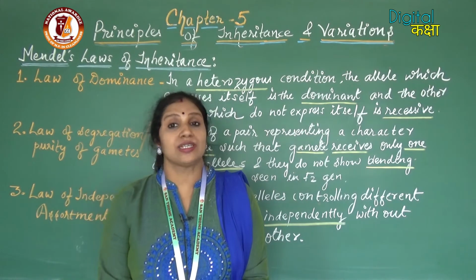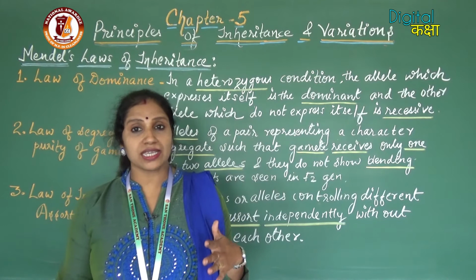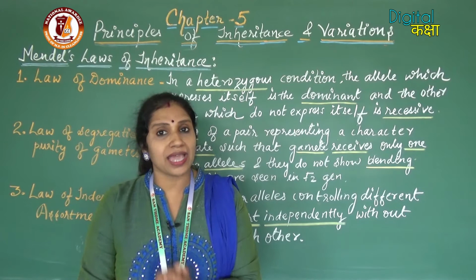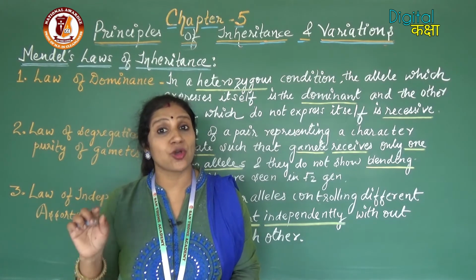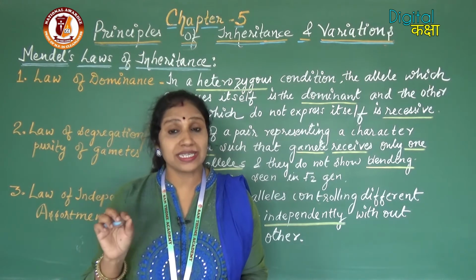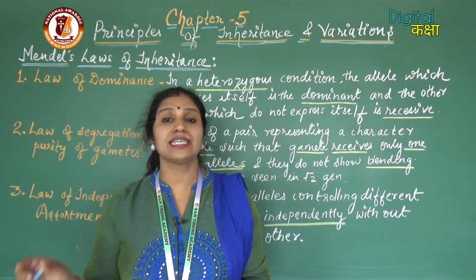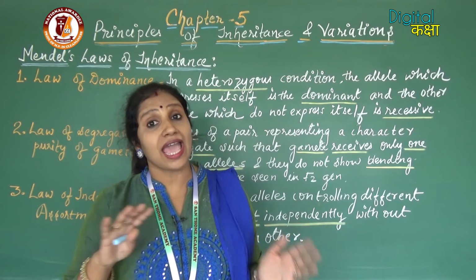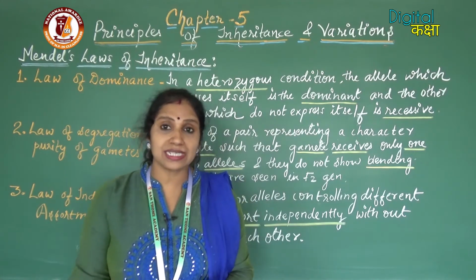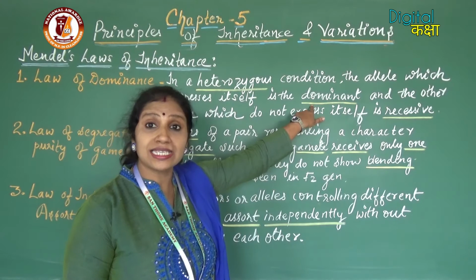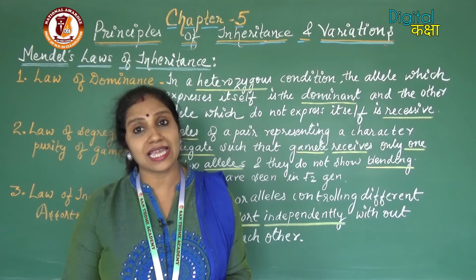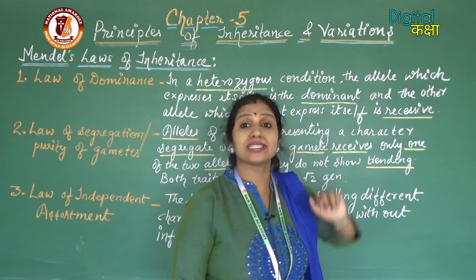As we have seen in monohybrid cross, when we have taken homozygous tall and homozygous dwarf plant, when they have combined, we have got heterozygous tall plant. So why is it a heterozygous tall plant? Because the dominant allele, that is the tall allele, is able to express itself and suppress the dwarfness allele. So the allele which expresses itself is the dominant allele, and the other allele which is being suppressed by the dominant allele is called the recessive allele.